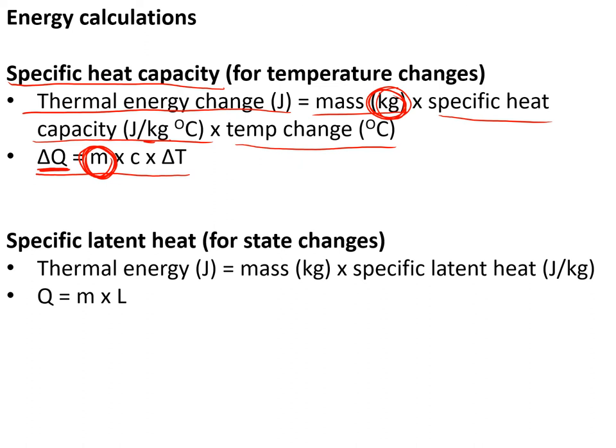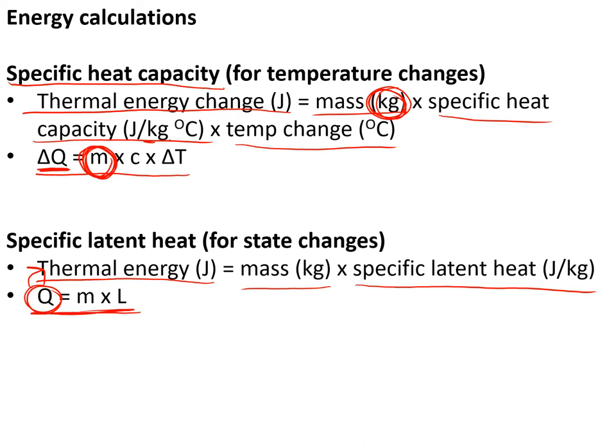And then similarly with specific latent heat, an easier calculation this time. The thermal energy required is the mass in kilograms times the specific latent heat in joules per kilogram, and we get Q equals m times L. Again, look at Q being used to represent the energy. The only thing I would say with specific latent heat is it's worth remembering that these calculations only work when a substance is at its melting point.